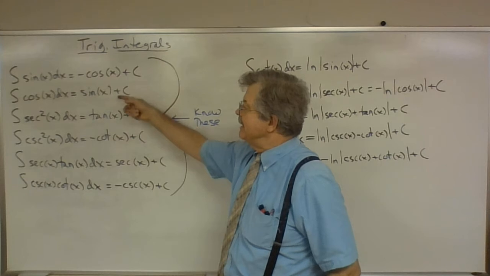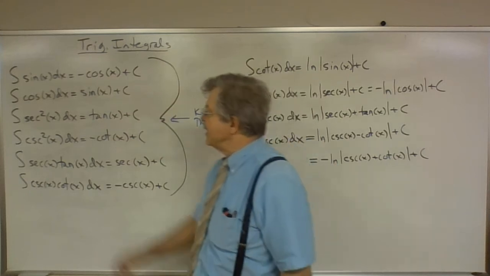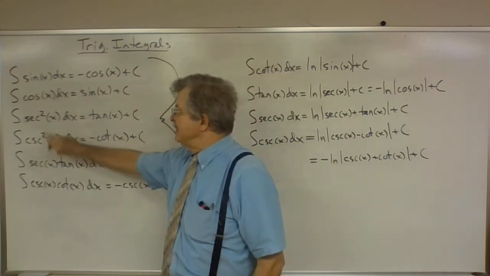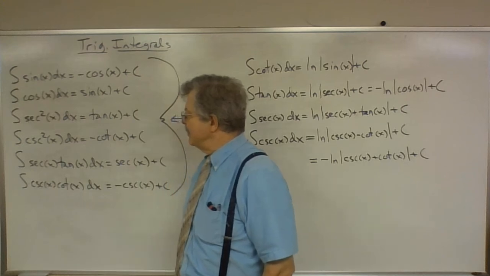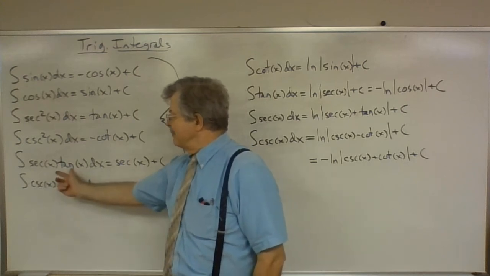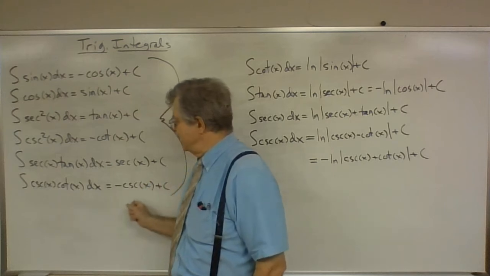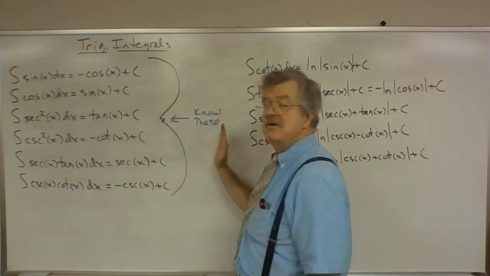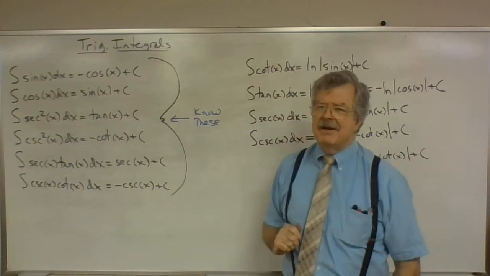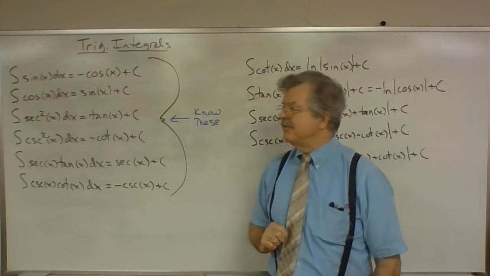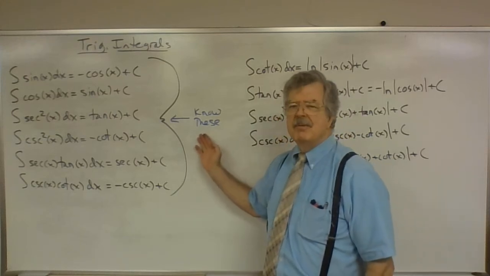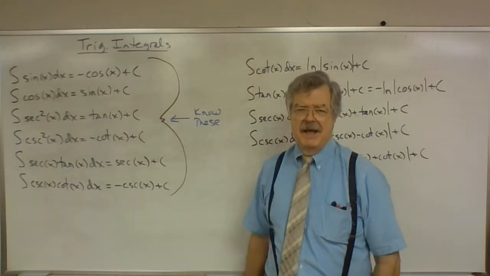Antiderivative of sine, antiderivative of cosine, antiderivative of secant squared, cosecant squared, antiderivative of secant x tangent x and cosecant x cotangent x. Know these. We've had enough experience working with them that we probably should know these by now.